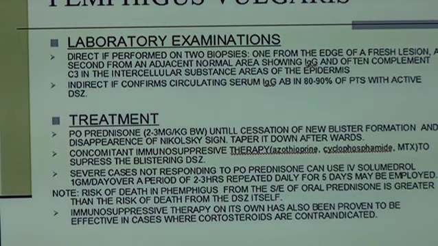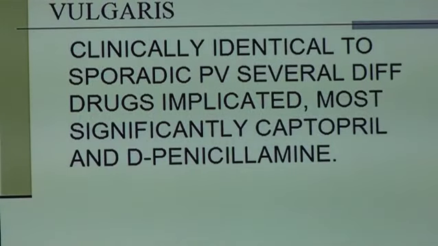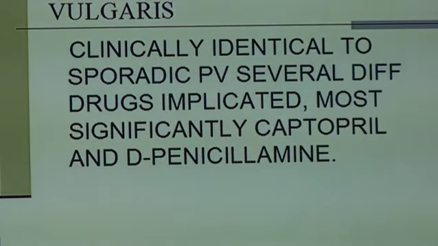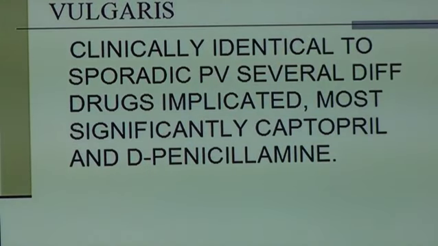Beck, you want to talk about the drug-induced pemphigus? I think that's important. It's one of the variants of pemphigus vulgaris. Clinically, they're identical to the sporadic pemphigus vulgaris. Several different drugs are implicated, most significantly captopril and penicillamine, which is used mostly in, I don't know if they use it anymore, but in rheumatoid arthritis. So don't forget to ask the patients about their medication history.